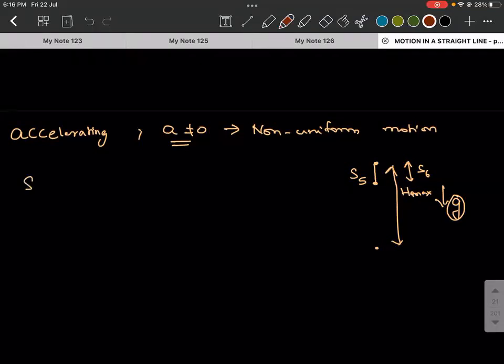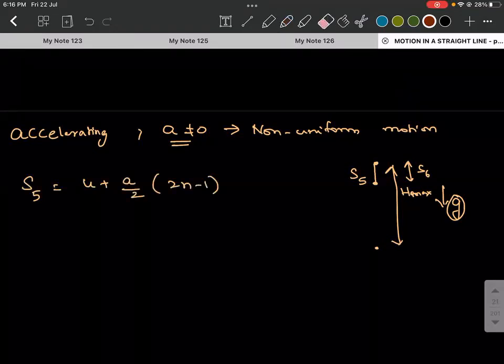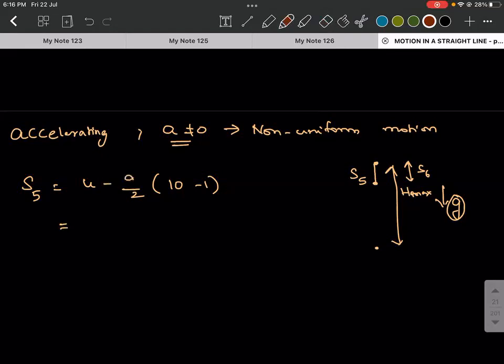So for S5, what I will do is I will write U plus A by 2 into 2n minus 1. So in the place of n, what am I going to substitute? 5. So I'll write it as 10. And in the place of A, I will write it as minus G. Right? U minus 9G by 2. Let this be equation number 1.